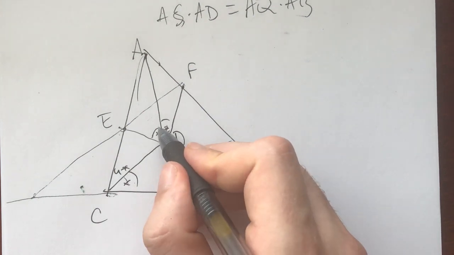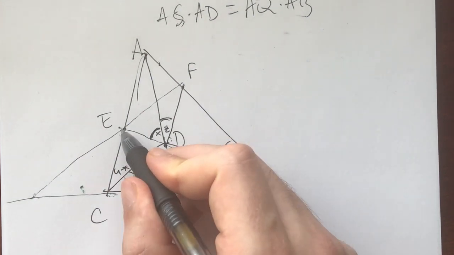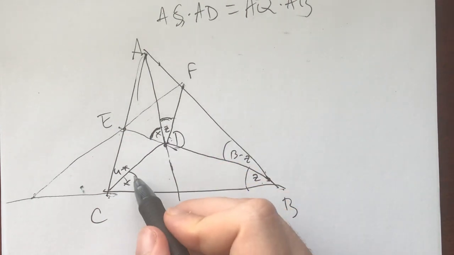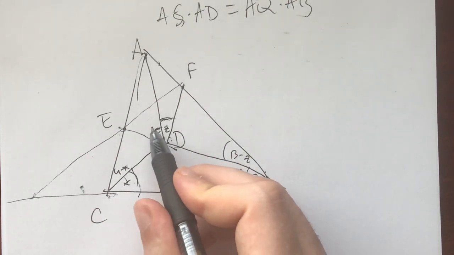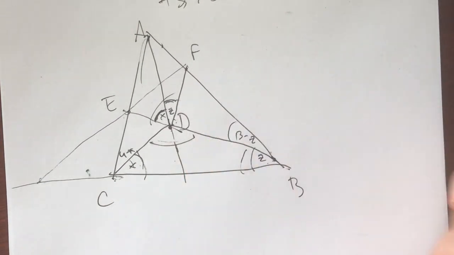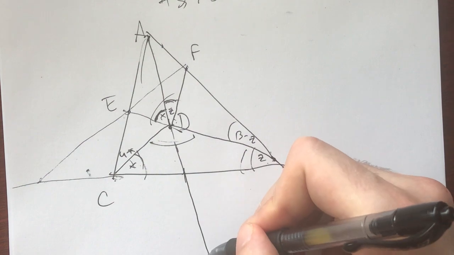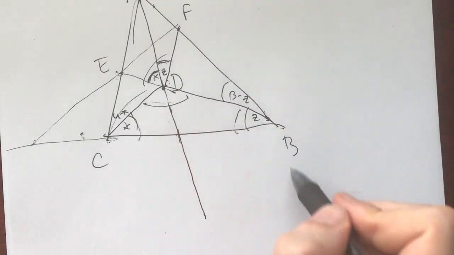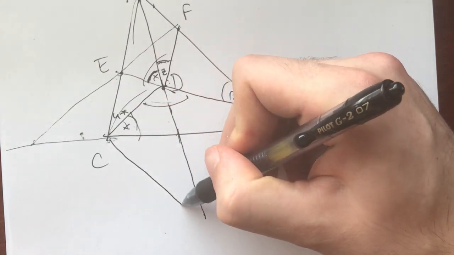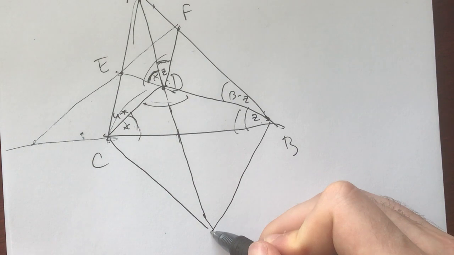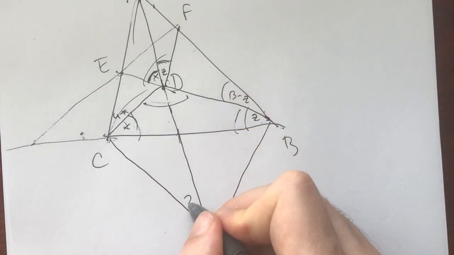And I wanted to explore this thing because EDF plus CDB, this is X, this is Z, this is X, this is Z, so this plus this is 180. Now when you have two angles like this equaling 180, the natural thing for me to do was to intersect AD again with the circumcircle. So I can get this angle that we have here on the other side. And what happens when we do that?